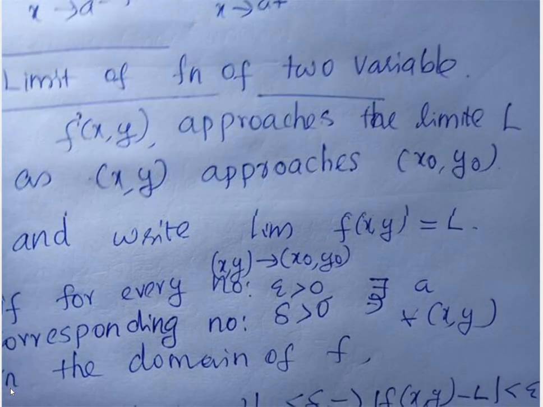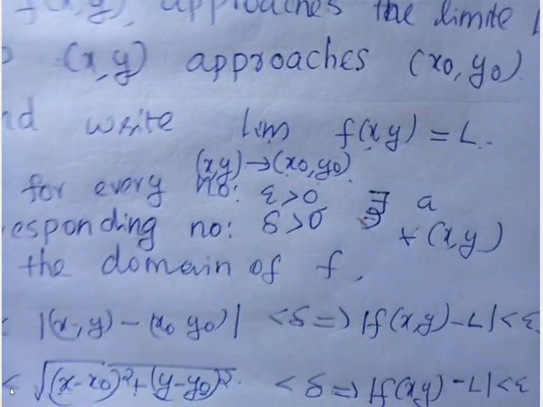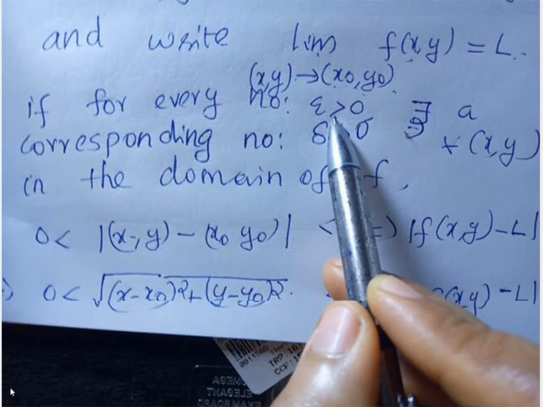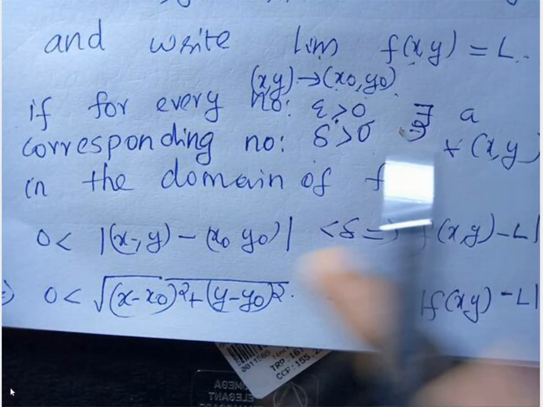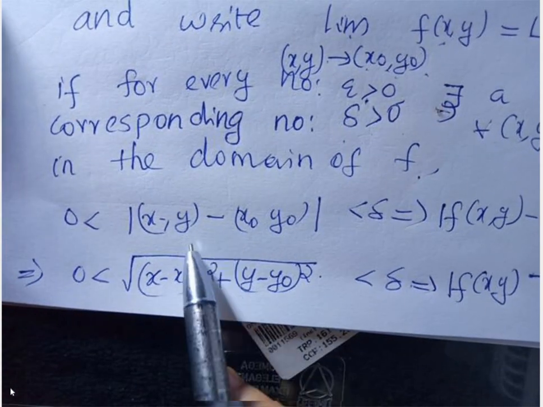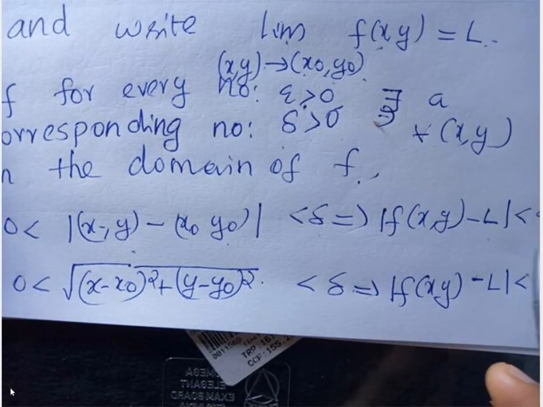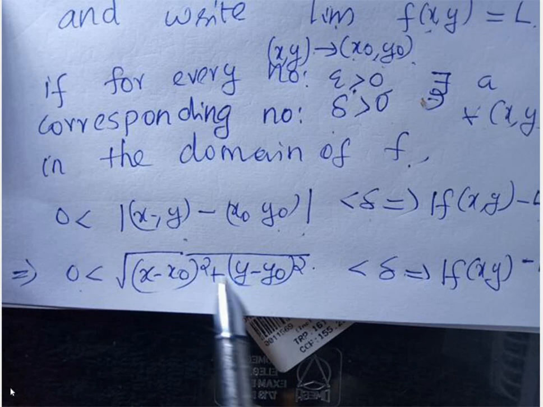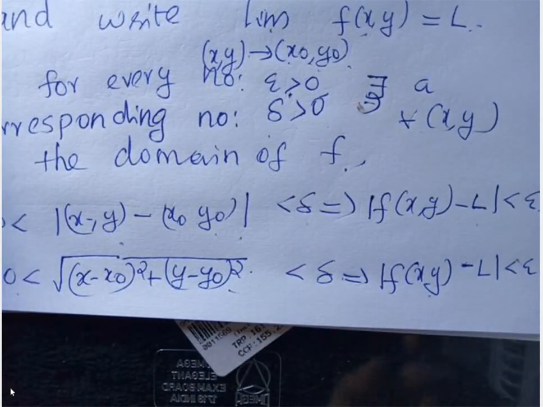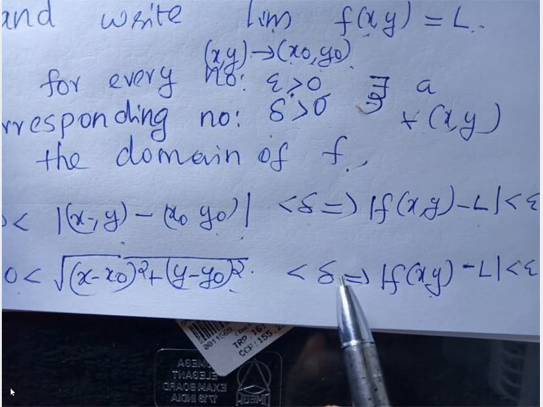The limit of f of x, y as (x, y) tends to (x naught, y naught) equals L means that for every number epsilon greater than 0, there exists a corresponding number delta greater than 0 such that for every (x, y) in the domain of f, 0 less than the distance, square root of (x minus x naught) squared plus (y minus y naught) squared, less than delta implies mod f of x, y minus L is less than epsilon, right? This writing is the same as in the case of one variable, only the approach is slightly different.